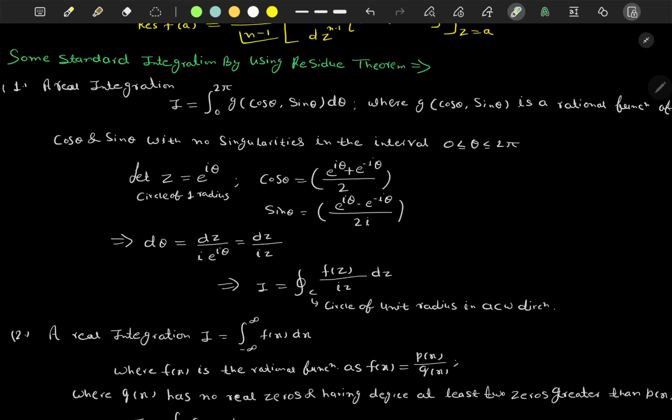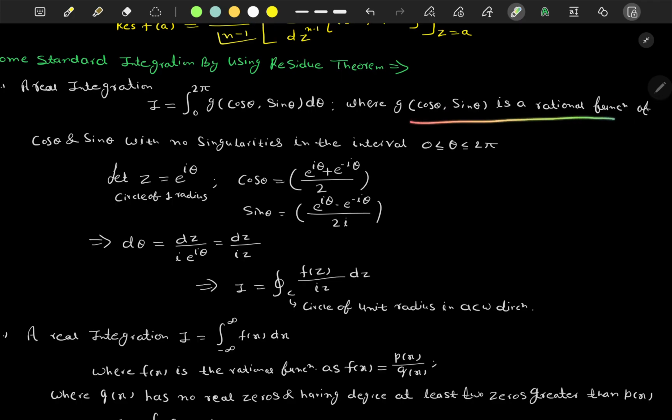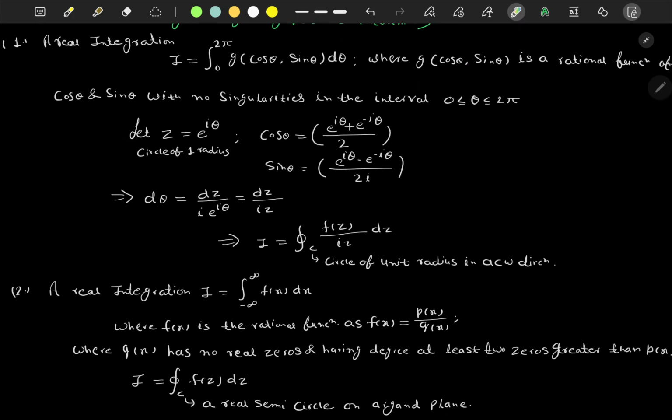Now, some standard integrations using the residue theorem. Suppose we have a real integration in terms of cos theta and sin theta over the whole circle. How will you solve it? You simply put z equal to e raised to the power i theta.